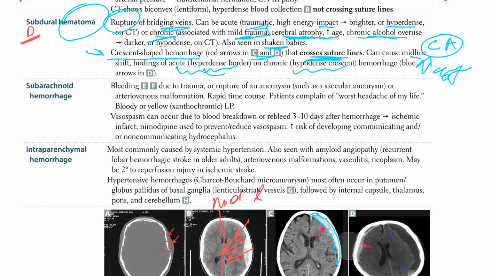Let's take a look at that. Here you have hypodense, black, and look at the borders, hypodense, and with the white here, a hyperdense area. So you know this is acute and this is chronic. Okay, but the important point is crescent shape. There's a crescent shape.